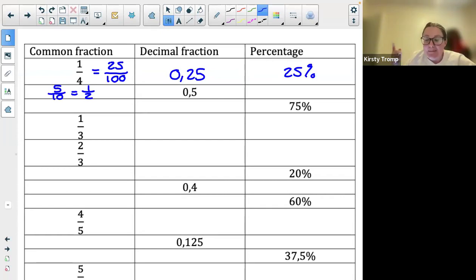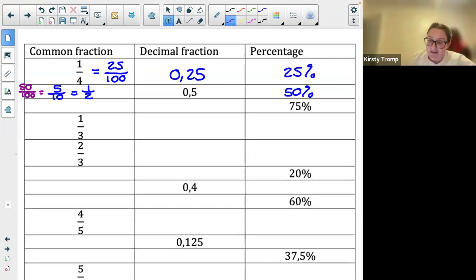But if I need to make that into a percentage, a half is a nice, easy one because what's a half of 100%? It's 50%. So that one's easy to remember, guys. But if you're wanting to do it mathematically, it needs to be over 100. So what would I do over here? 10 times 10 gives me 100.